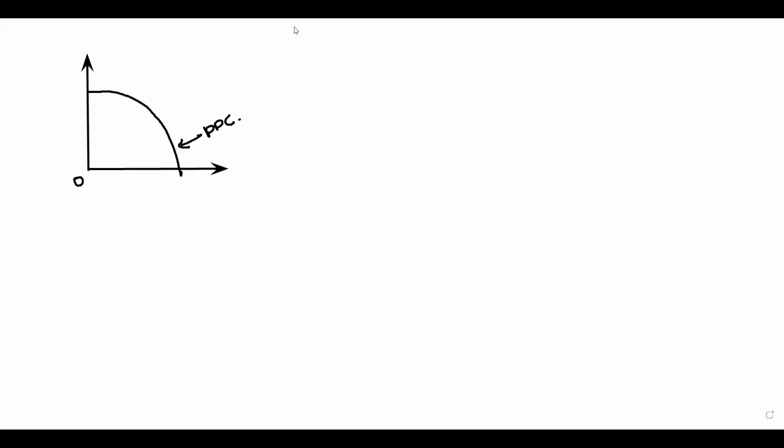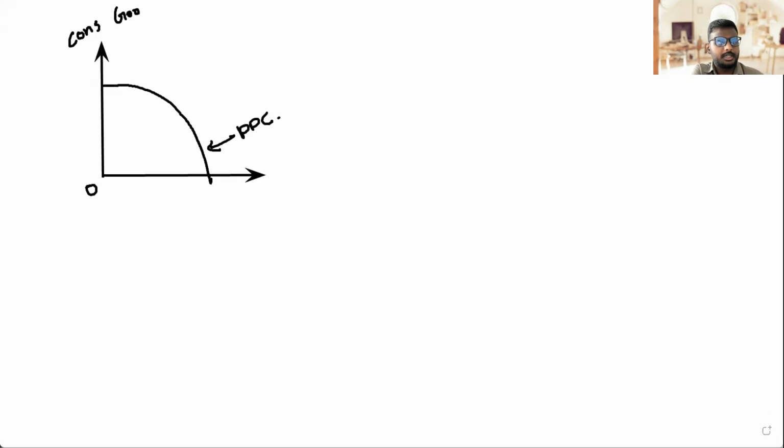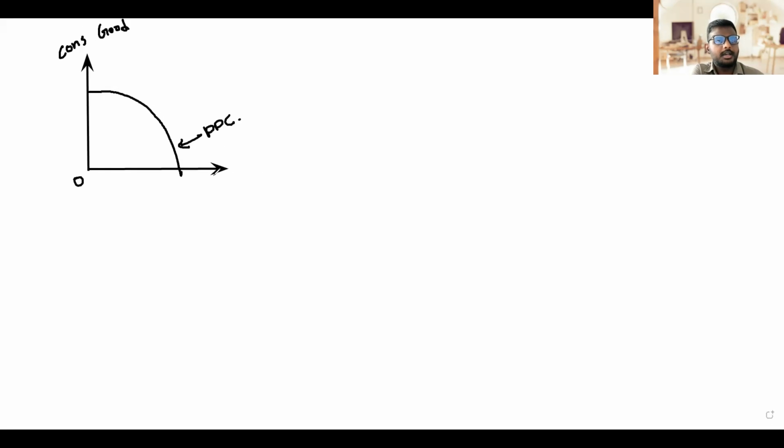Consumer goods and capital goods. Consumer goods and capital goods. Consumer goods here and capital goods here. Right. And now here I'm gonna explain something and then explain the answer. Okay, first I'll explain the theory behind this question that we are going to talk about. So this is how it works.